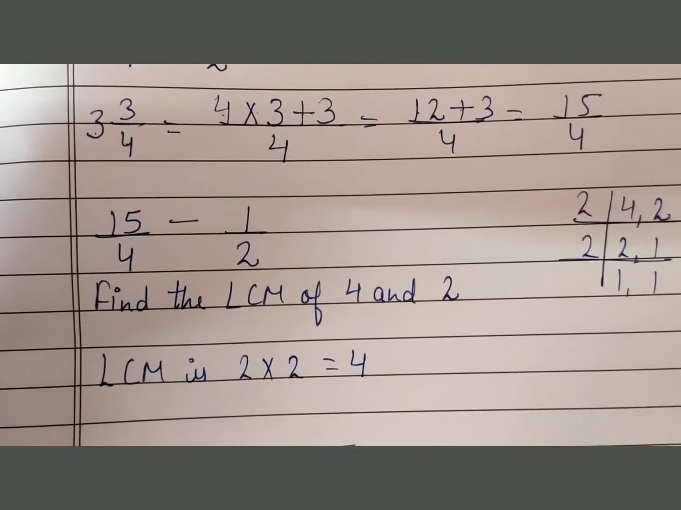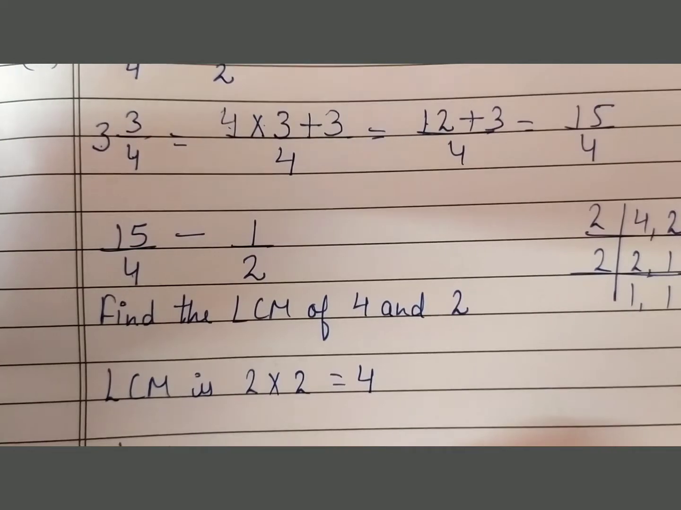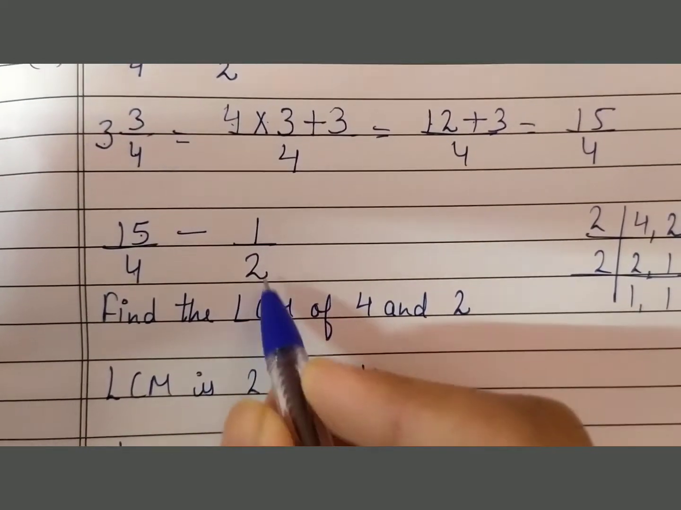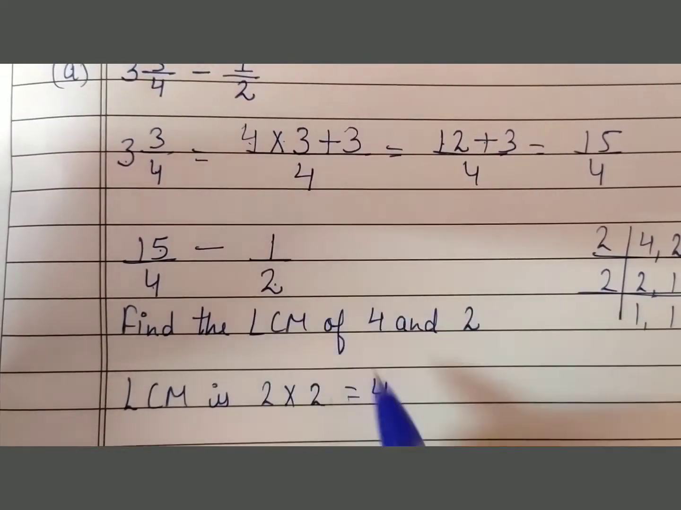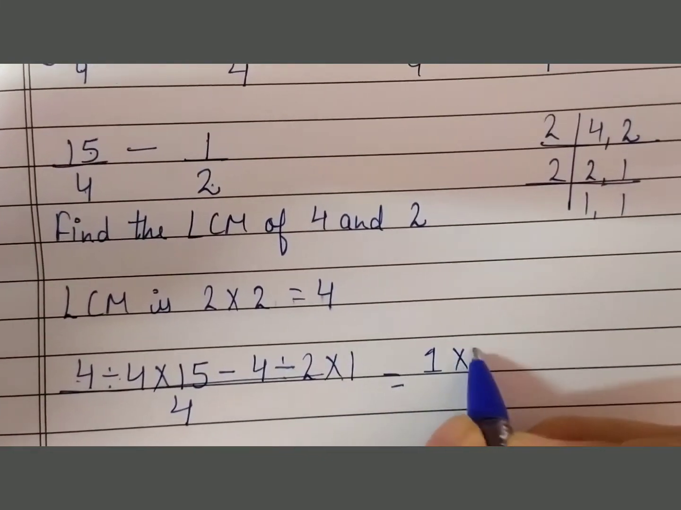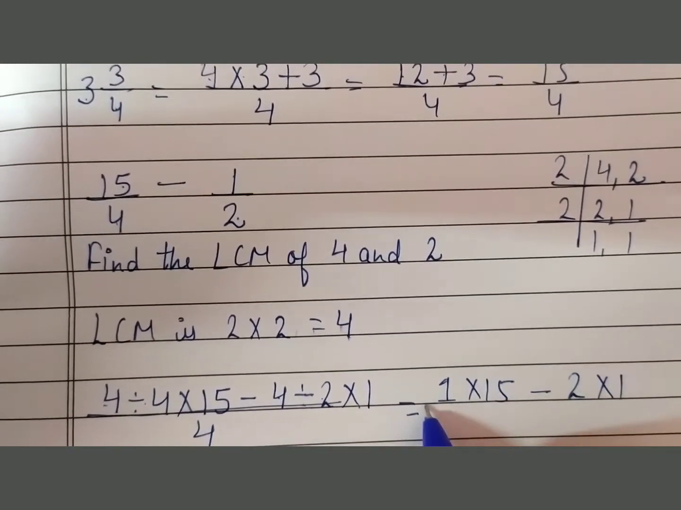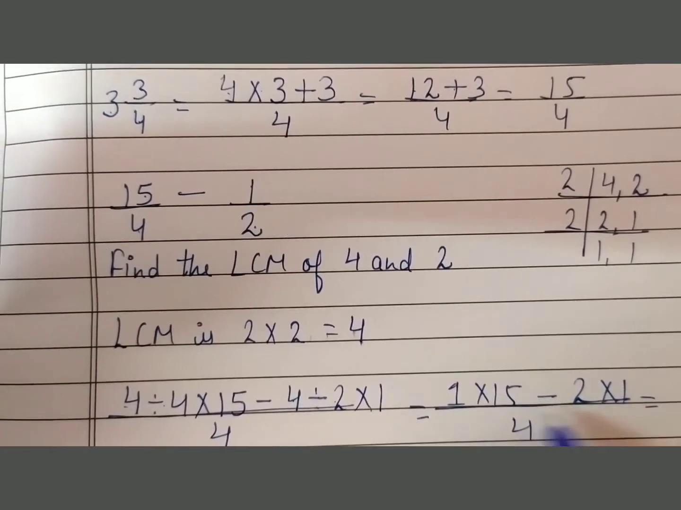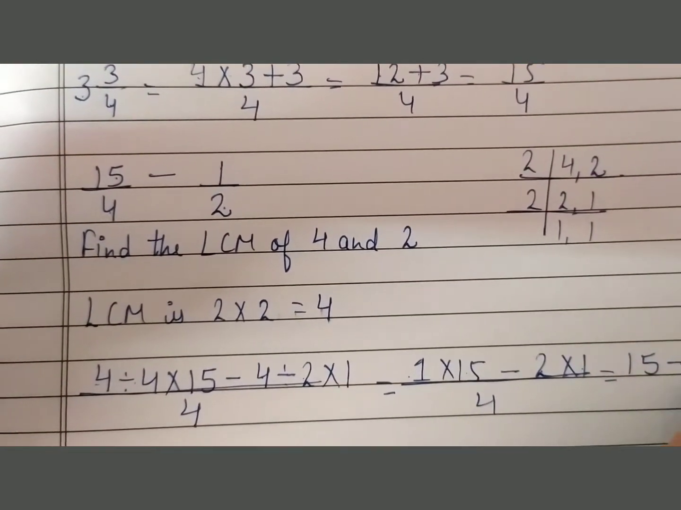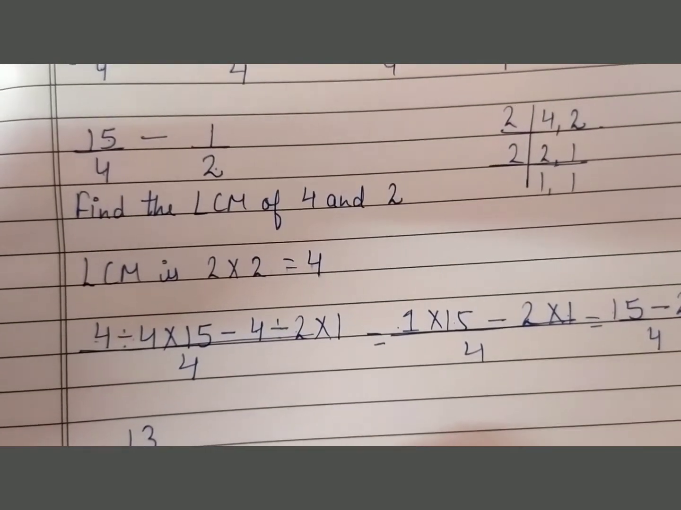Write 4 in the denominator. Again write 4 divided by 4, multiply by 15. Minus again write 4 divided by 2, multiply by 1. Okay. 4 divided by 4, 1 multiply 15. Minus 4 divided by 2, 2 multiply 1 upon 4. 1 multiply 15, 15 minus 2 multiply 1, 2 upon 4. 15 minus 2, 13 upon 4.